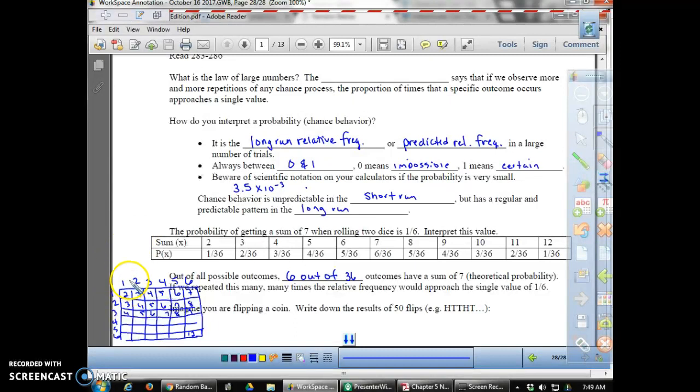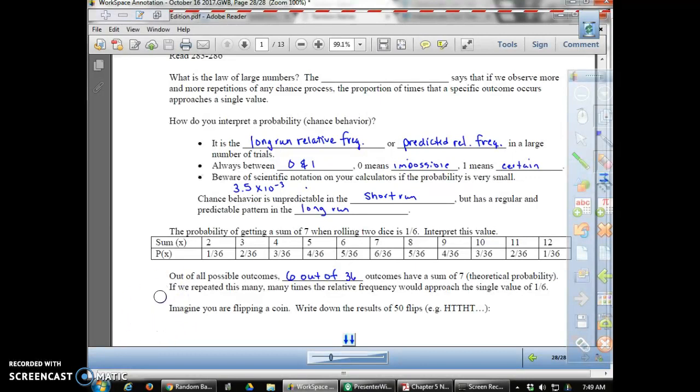Now, we're going to do a little activity here. You're going to flip a coin. And I actually have my results. I want you to pause, and you're going to flip a coin. You're going to write down the results. You're going to flip it 50 times. And while you're doing that, I'm going to write down my results.